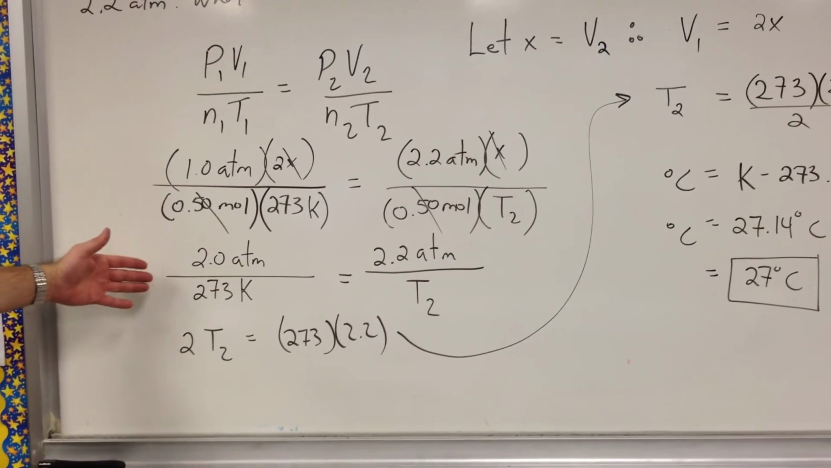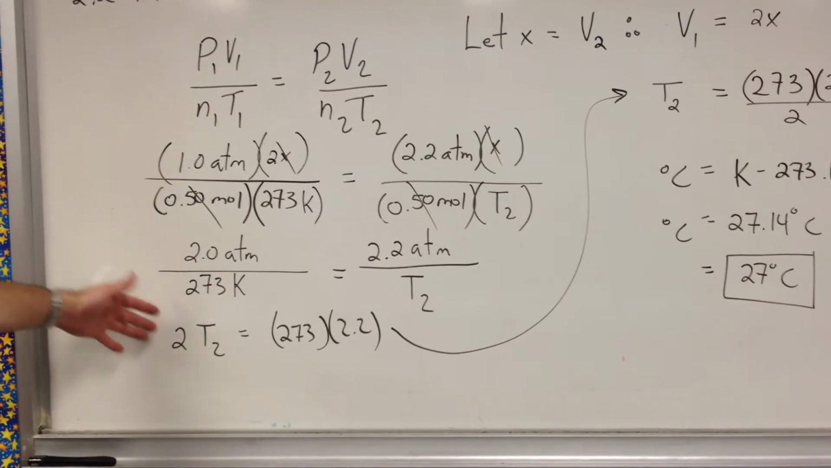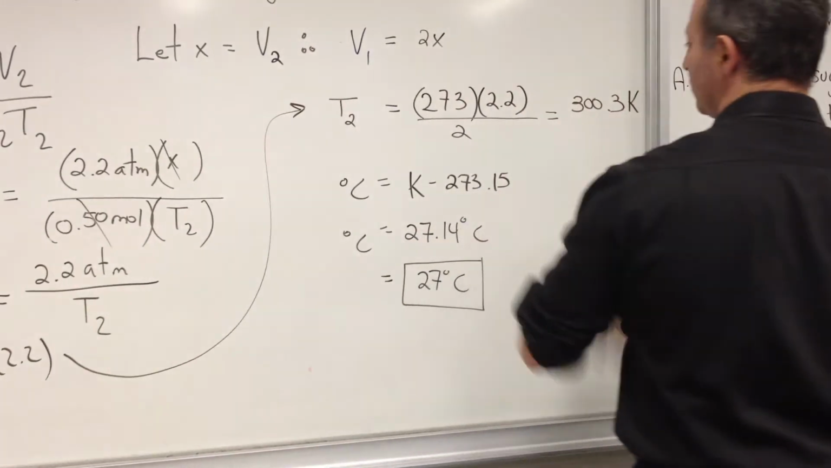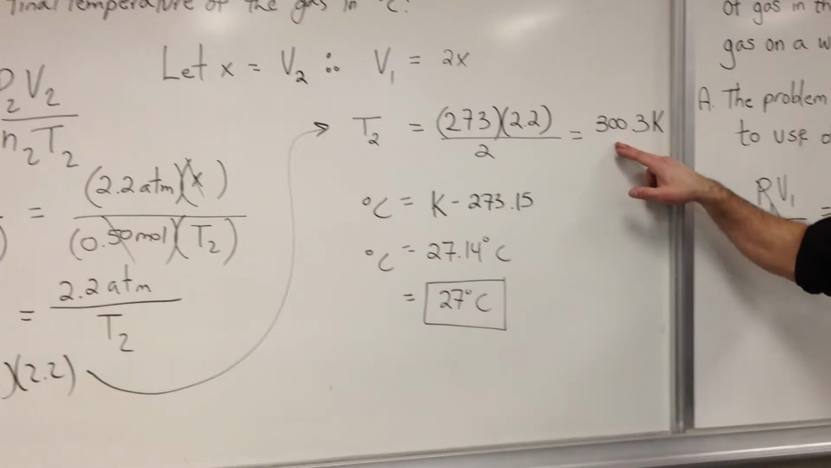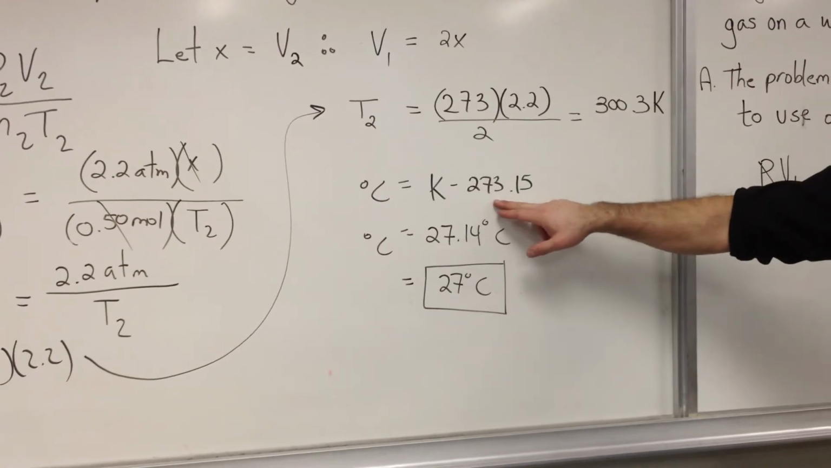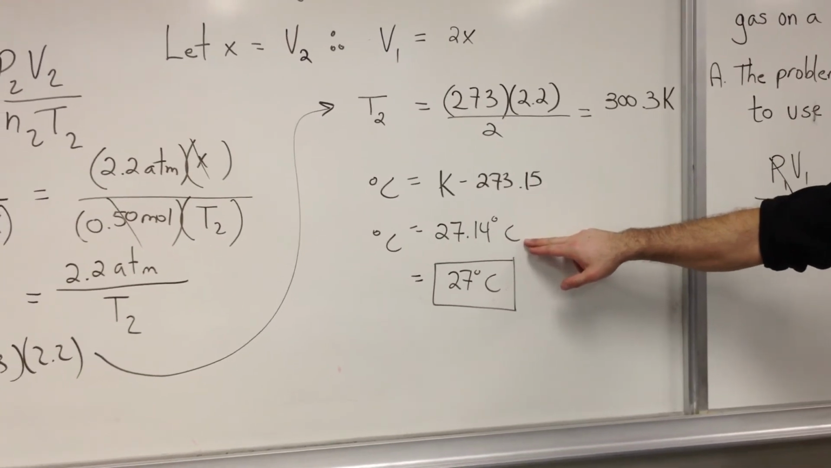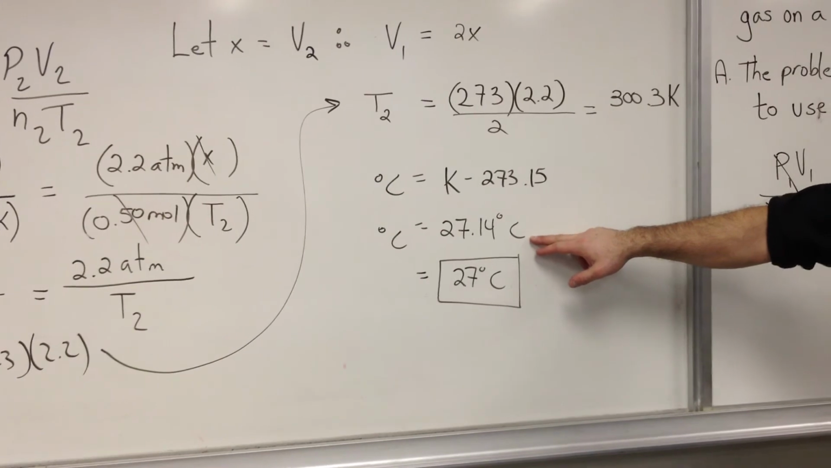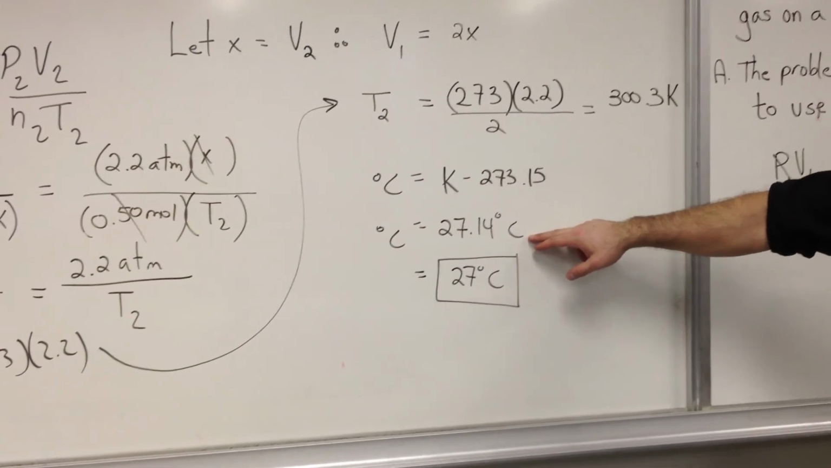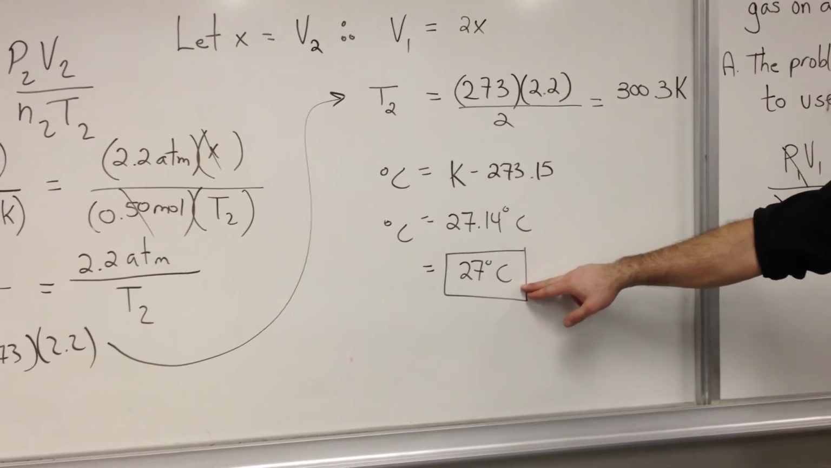We then solve for the final temperature, recalling that it will be in Kelvin, and then subtract 273 from the Kelvin temperature to get a final temperature of 27.14. We're only allowed two significant figures in the final answer, so we have to report it as 27.